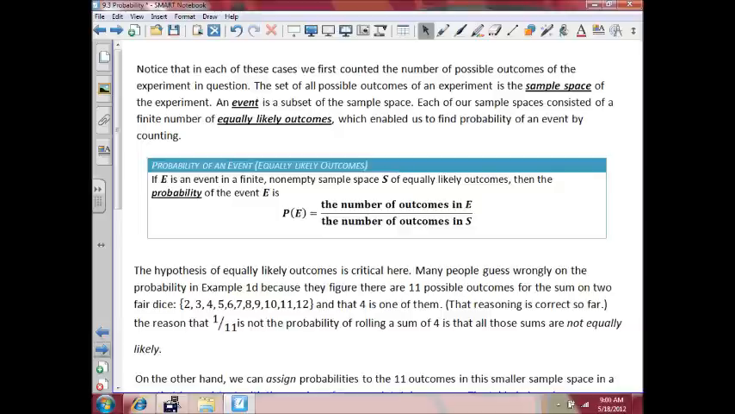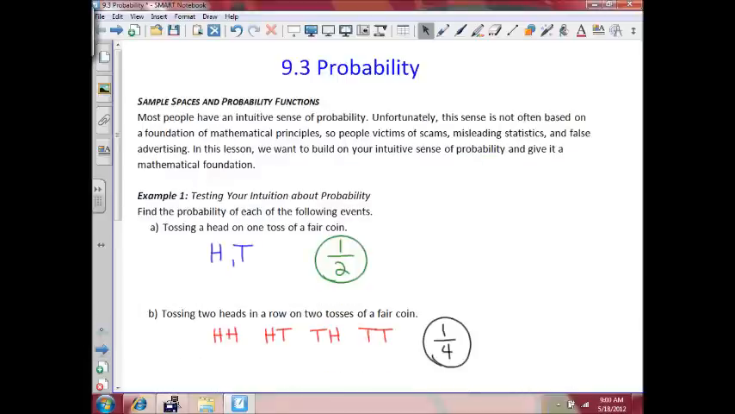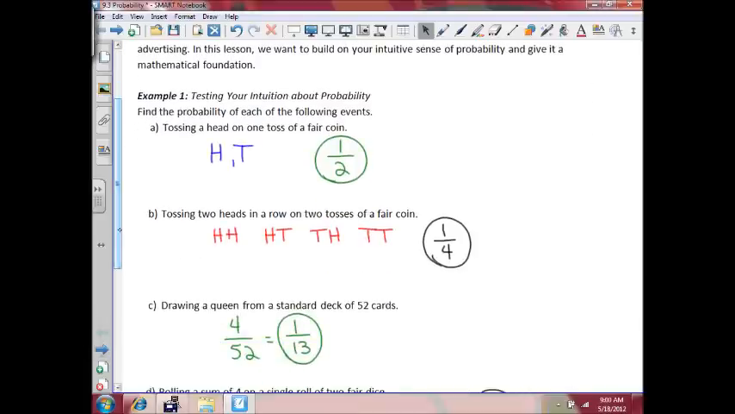So if E is an event in a finite, non-empty space S of equally likely outcomes, then the probability of the event E equals the number of outcomes in E divided by the number of outcomes in S. Now, if we look at this here, the number of outcomes in our sample space S in tossing a head on one toss of a fair coin is 2. The outcome that we want is 1. That's why it's 1 out of 2.